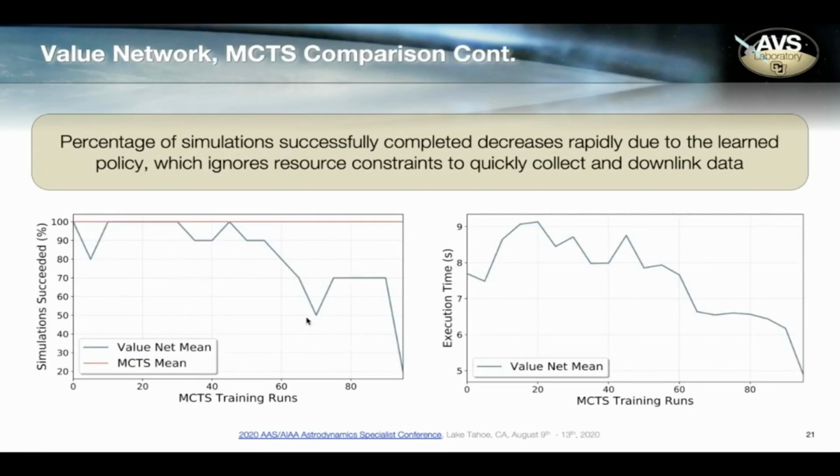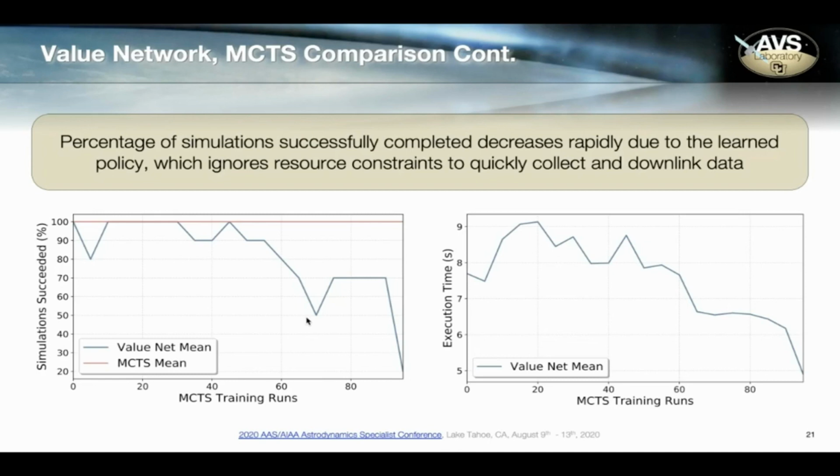However, where MCTS outperforms the value network is in the percentage of simulations completed. So the policy that the value network ends up learning is essentially to collect as much data as quickly as it can and spend the rest of the simulation downlinking it, ignoring the resource constraints like an empty battery or a buffer overflow. This is definitely a problem that needs to be addressed.